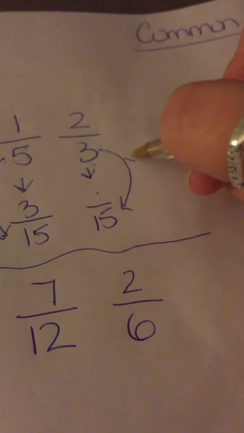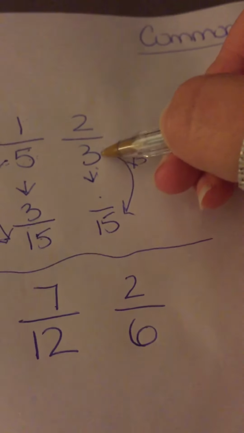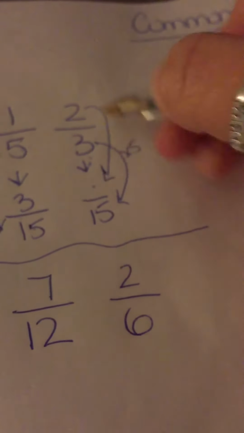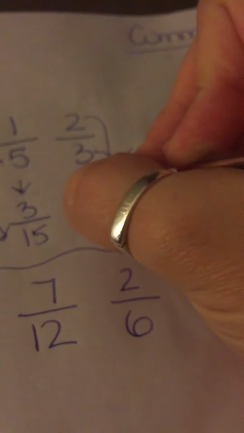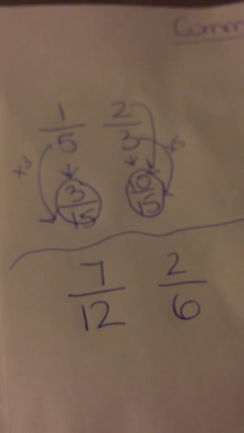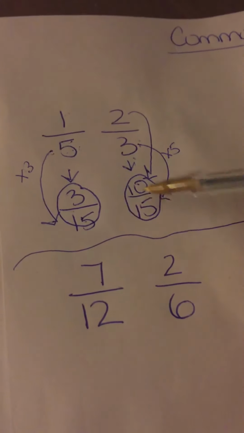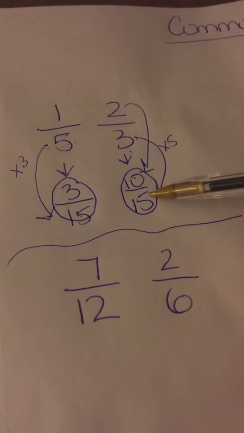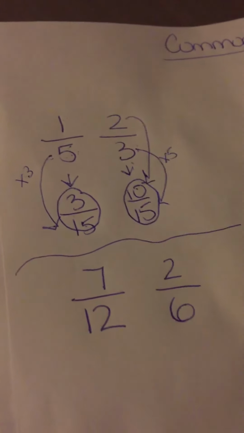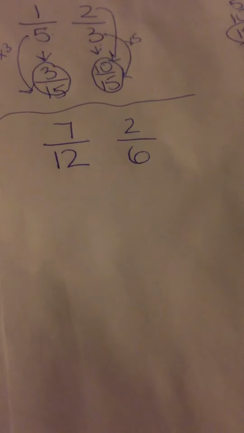Over here, I think to myself, what did I do to 3 to turn it into 15? Well, 3 times 5 is 15. And because I multiplied the denominator times 5, I need to multiply the numerator times 5. 2 times 5 is 10. So 2/3 converts into 10/15. 1/5 converts into 3/15. And we have now created a pair of fractions with common denominators that are equivalent to our initial fractions. Let's do one more.